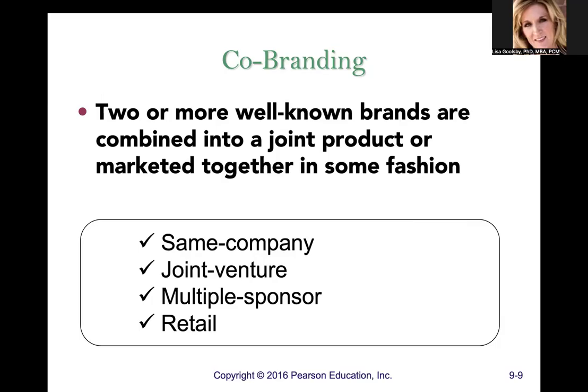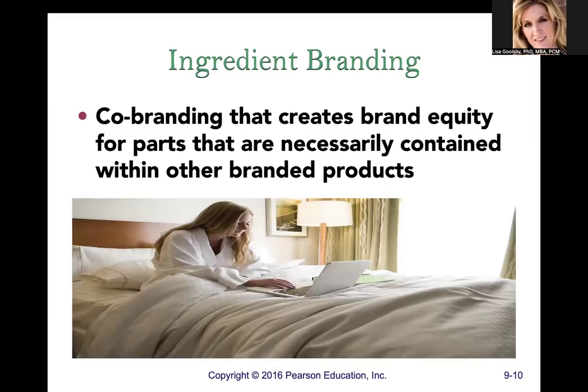It could be a joint venture. You could do multi-sponsorship. You could have retail establishments that work that way. Or you can simply just have two products that one may manufacture something, the other one contributes to it, and they both get that brand name on that product. That co-branding creates that brand equity coming from both really strong brands.